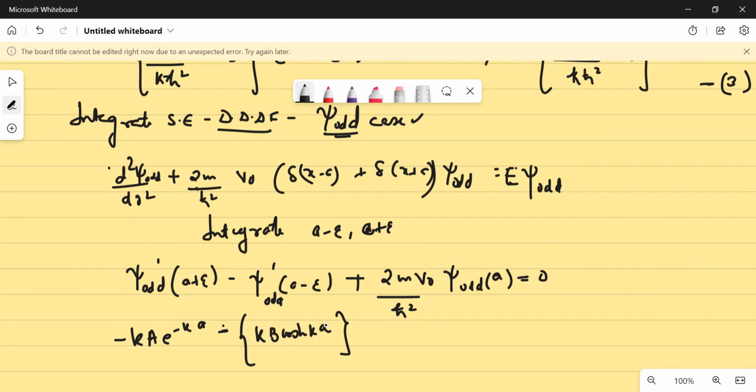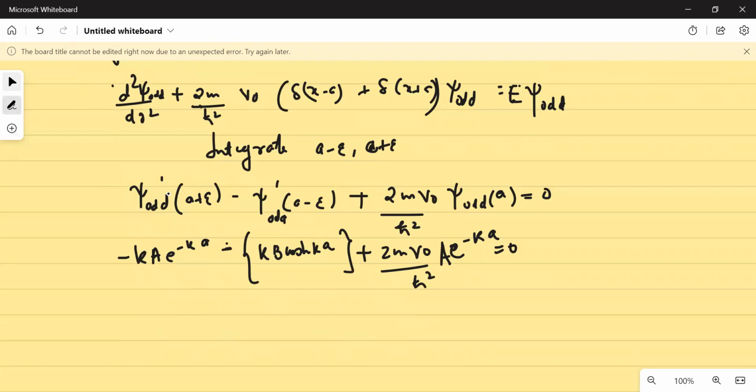I don't think there is a problem till now. And then you have this plus 2mv naught upon h cut square, and you can simply write it as e to the power minus ka. And there would be some term also. There would be, I think, a also here. Yes, sir. Okay.